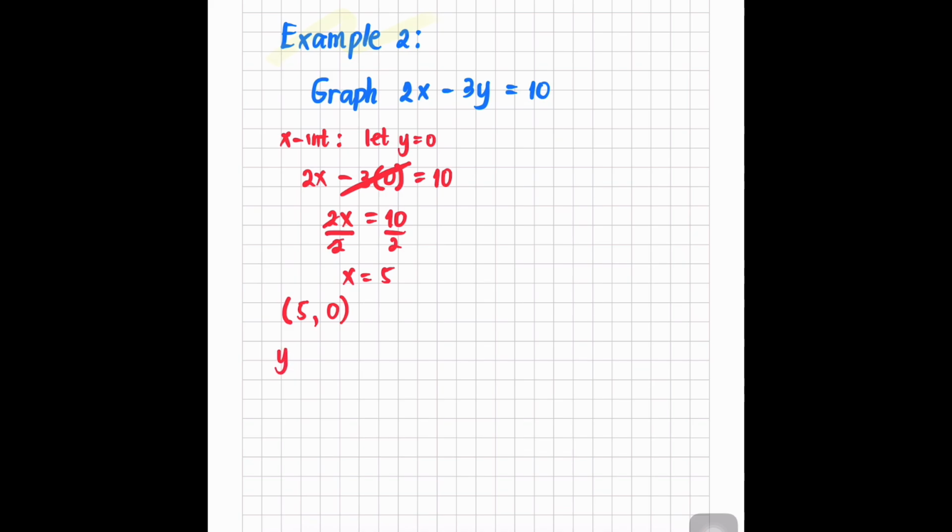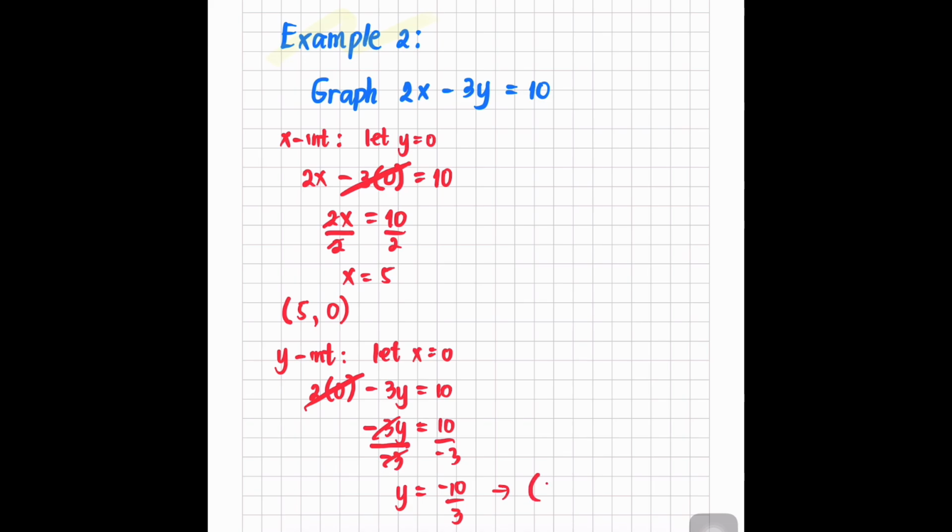And for the y-intercept, we let x equal 0. So replace x in the original equation by 0. So 2 times 0 minus 3y equals 10. 2 times 0 is 0, so that will be gone. So you have negative 3y equals 10. We divide both sides by negative 3, and we get y equals negative 10 over 3. So we can say that our y-intercept is at 0, negative 10 over 3.